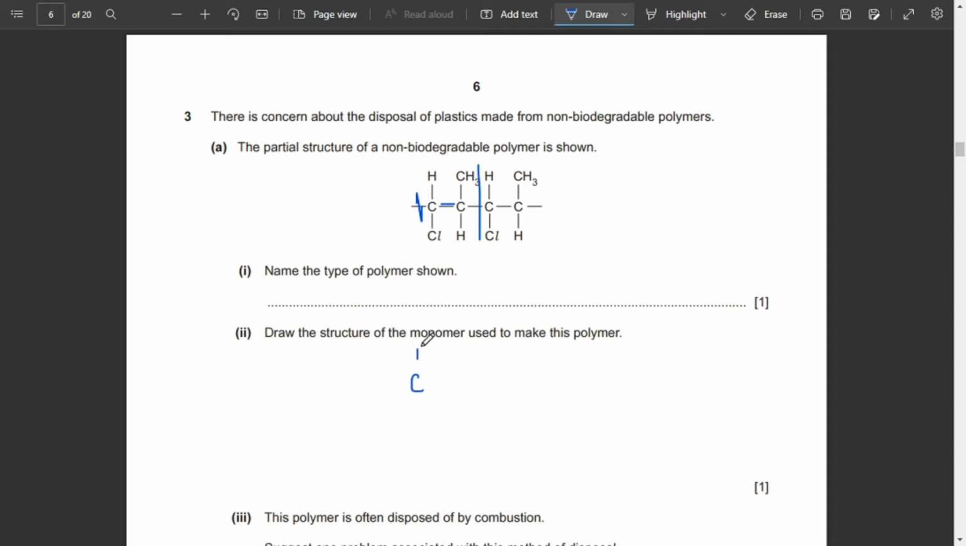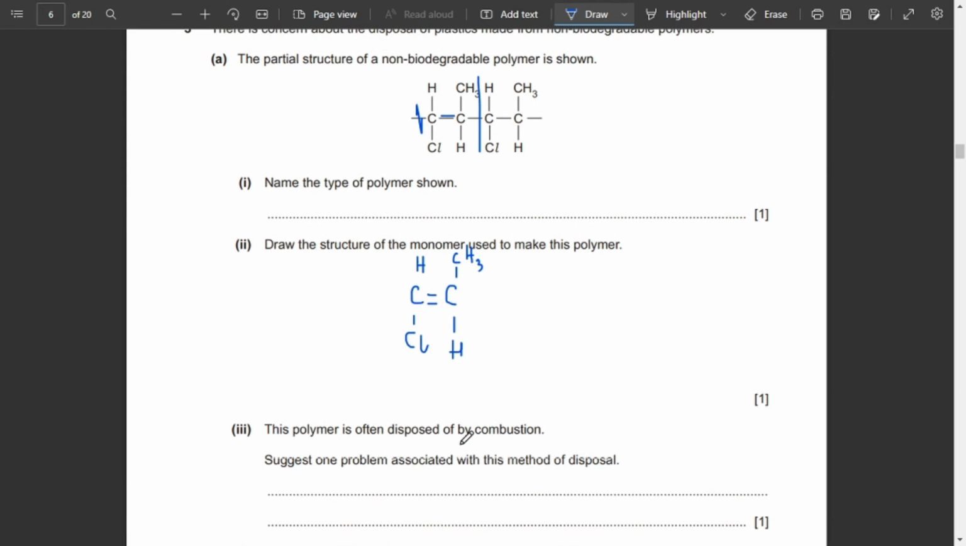We have H over here, hydrogen, and then we have C over here. Then we have CH3, Cl, and then continuing, we have Cl here and H. Alright, not very neat, but I hope you guys understood it.